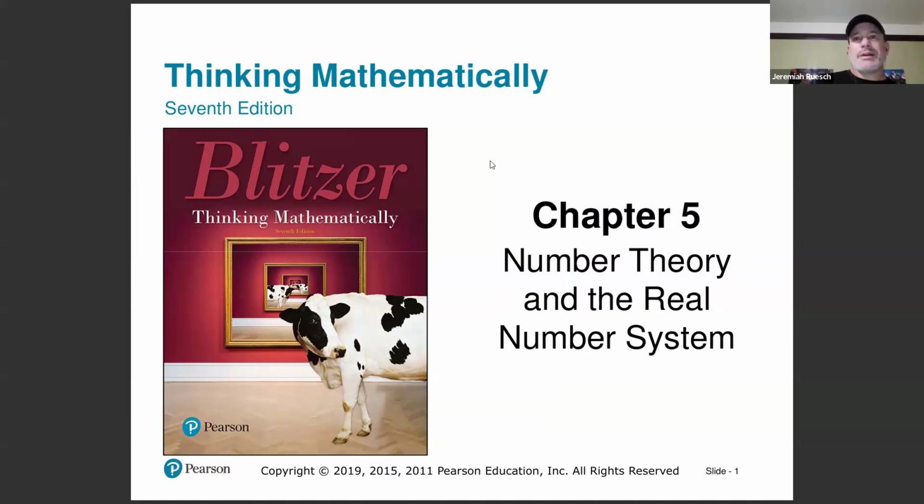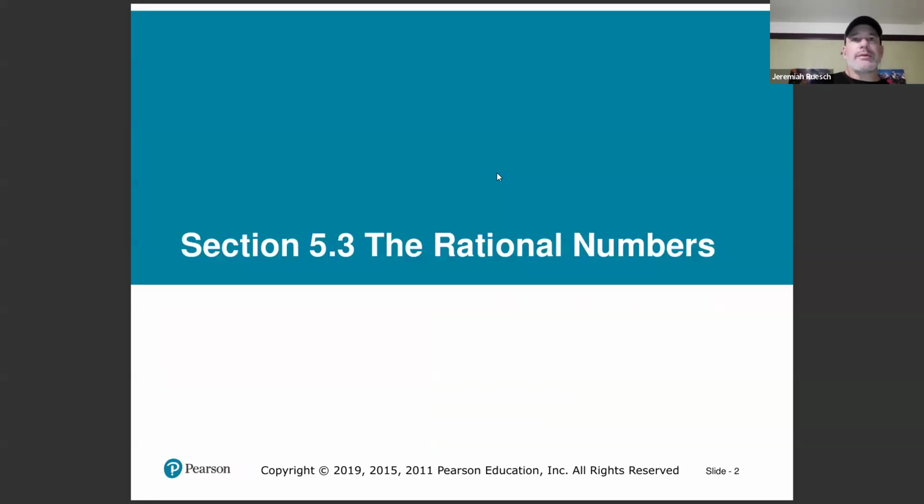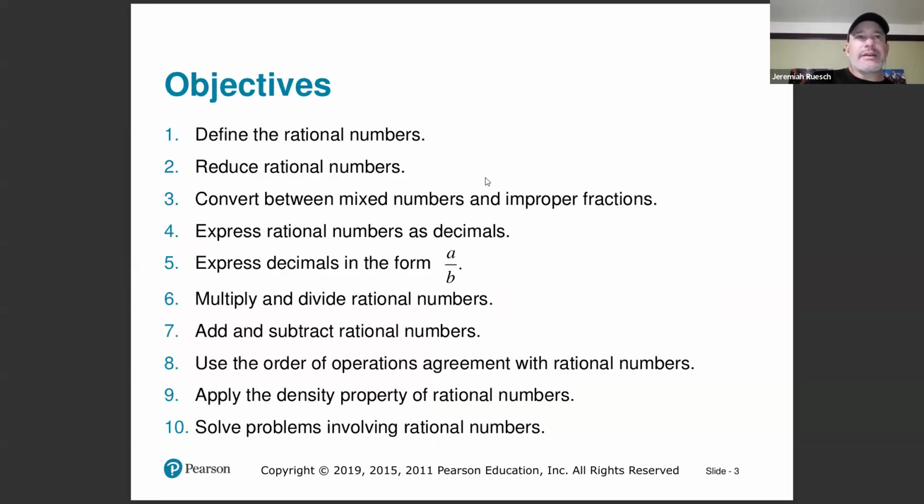This is chapter 5, number 3 in the real number system. This is section 5.3, the rational numbers. All right. In this section, you're going to learn about rational numbers. You're going to learn how to reduce rational numbers, convert them between mixed numbers and proper fractions.